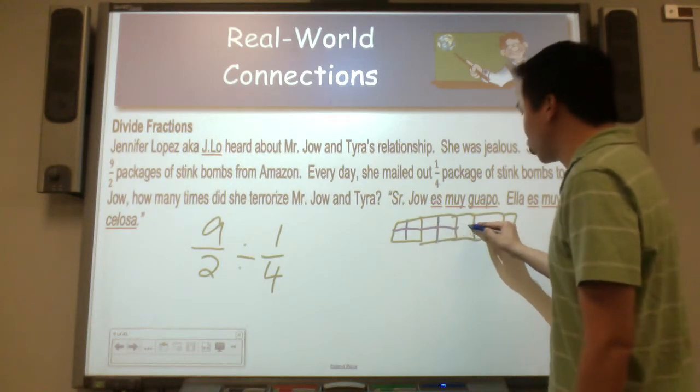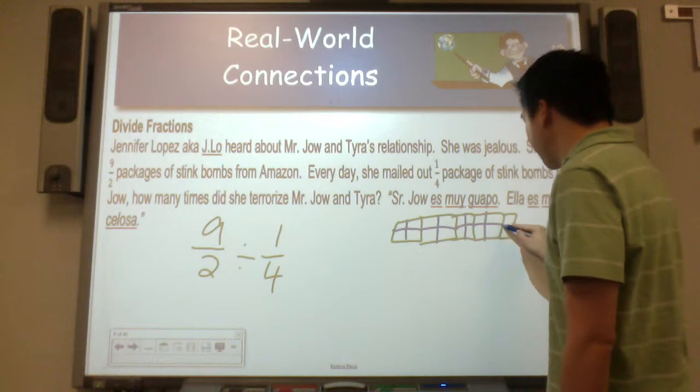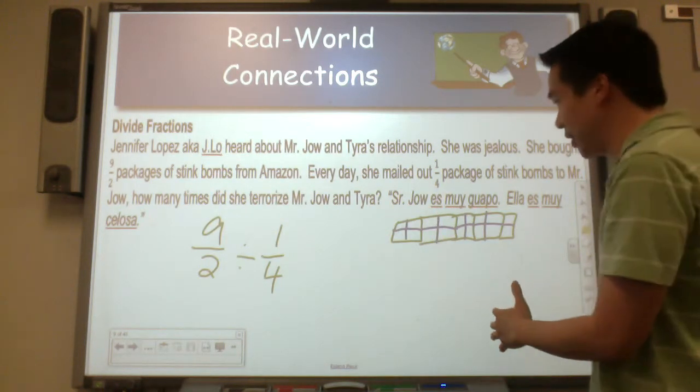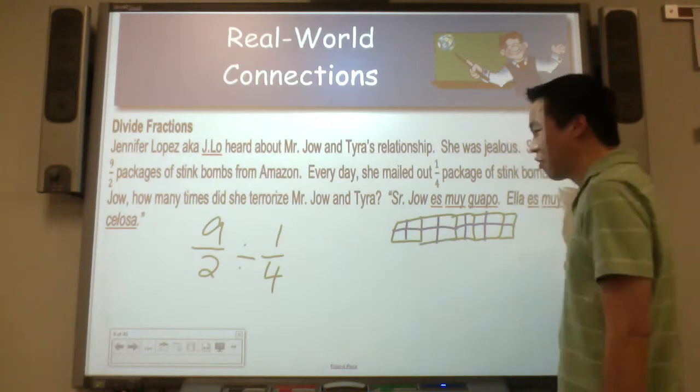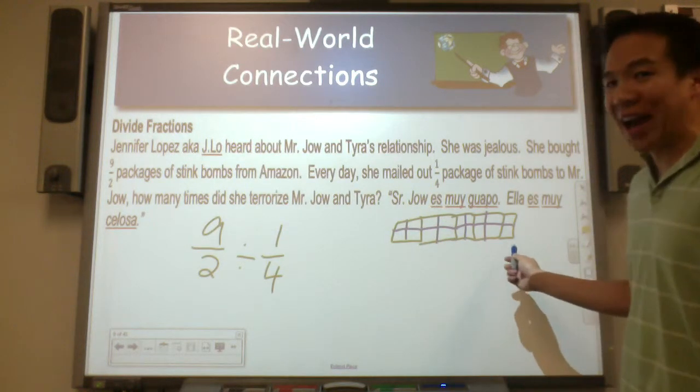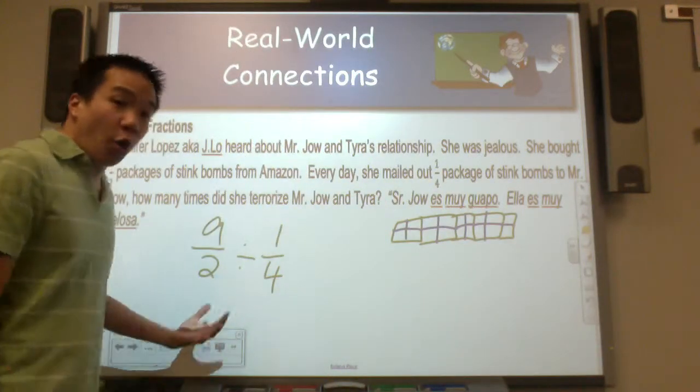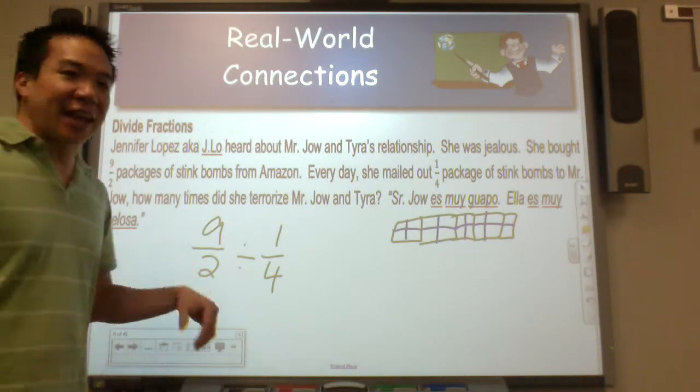So this is the picture modeling for those who prefer picture modeling. How many times did she terrorize me? If every day she mails 1/4 of a package out of 4.5 packages. That's one way you can do it, or you can just do it procedurally and get the answer.